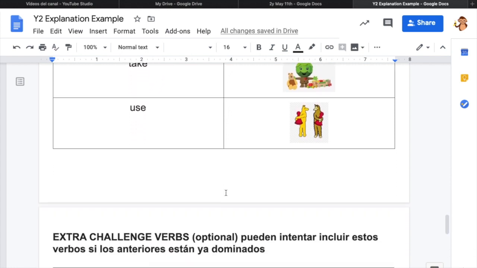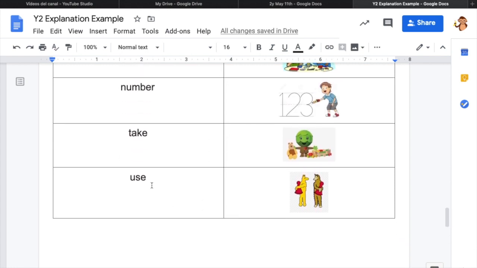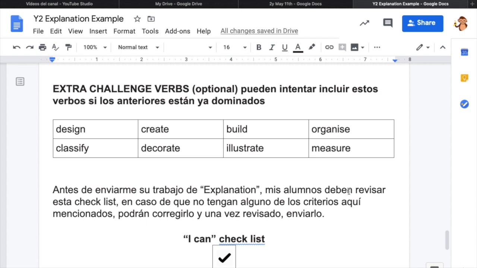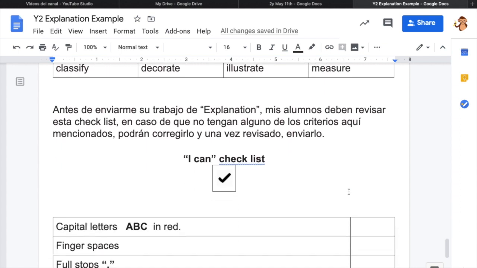And I know some of you may feel very, very used to these verbs, and if that happens, I'm giving you an extra challenge. Here, you can try to use these verbs and show me how clever you are. So these verbs are design, classify, create, decorate, build, illustrate, organize, and measure. Remember, we have to try to make our writing as interesting as possible, okay?